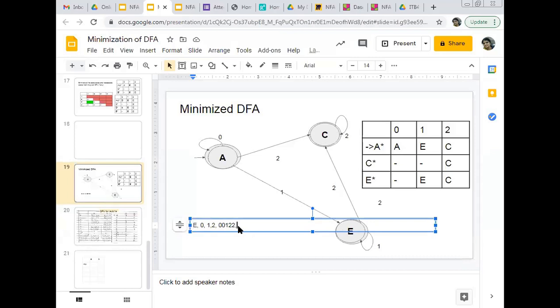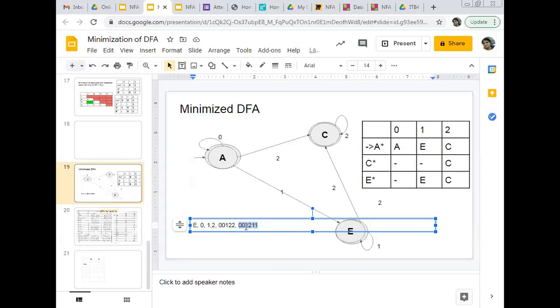Now we'll check some string which should be rejected. We'll see: 0, 0, 2, 2, 1, 1. Can we obtain or derive 0, 0, 2, 2, 1, 1 from 0 star, 1 star, 2 star? Yashashri says no. We can't get it, right? Because the expression requires 0s to be followed by 1s, and then 2s. Here a 1 comes after 2. We'll see whether we can obtain this from the DFA. If this is obtained, it means our minimized DFA is wrong. This should not happen.